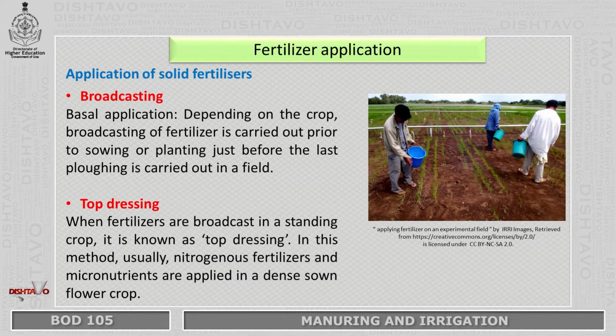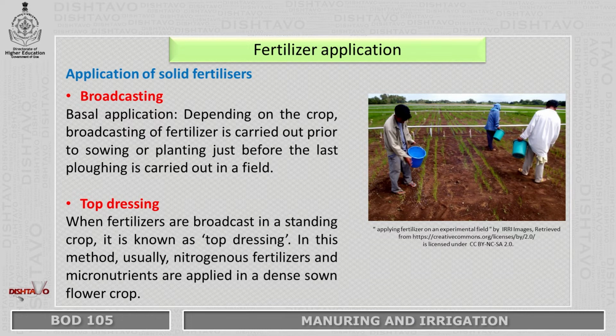Fertilizer application in the solid form. That is, first is broadcasting. Basal application depends on the crop. Broadcasting of fertilizers is carried out prior to sowing or planting, just before the last plowing is carried out in the field.